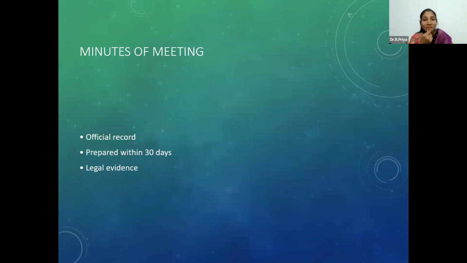So minutes must be prepared, finalized and entered in the minutes book within 30 days of the meeting. Another thing is that it is legal evidence. The minutes are recognized as legal evidence in court and regulatory proceedings. So what is the key point here? They prove that the meeting was lawfully convened and the decisions are valid, like that.